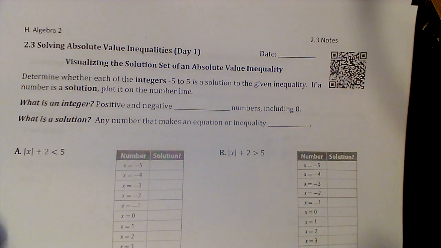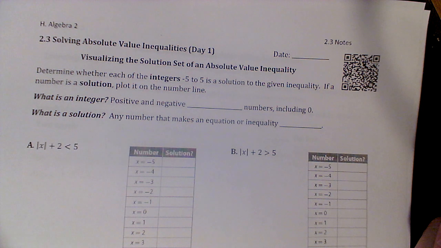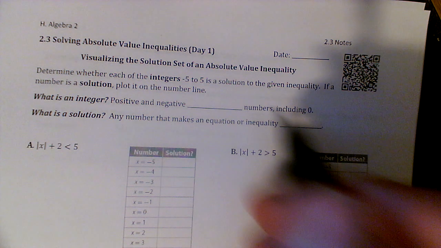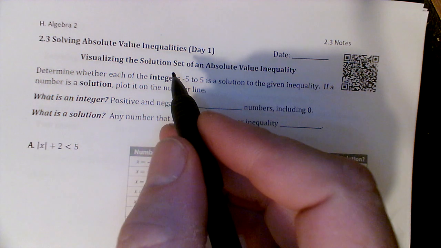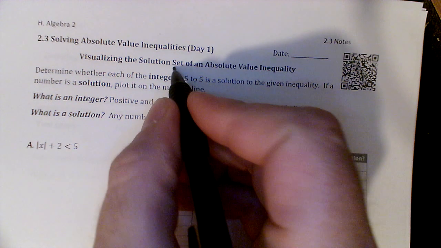All right, we are going to work through 2.3 absolute value inequalities. Visual solution to a set. That means more than one, right?